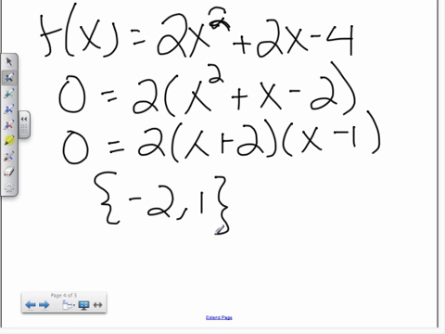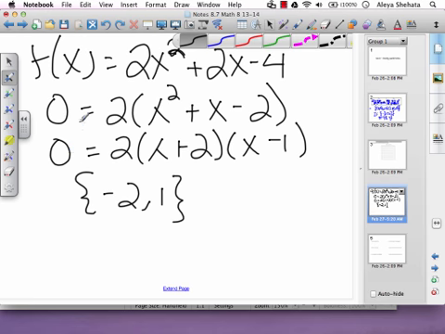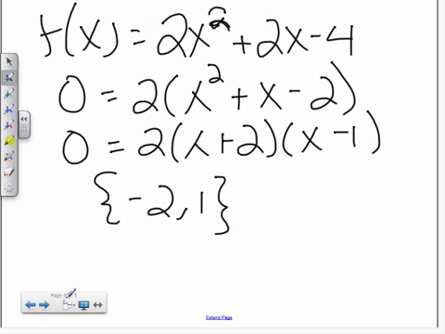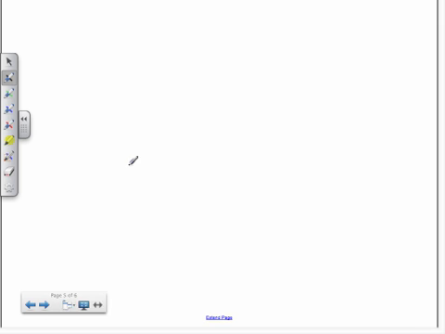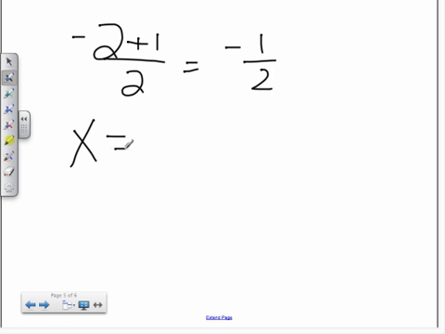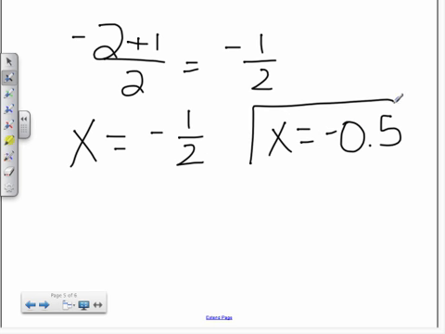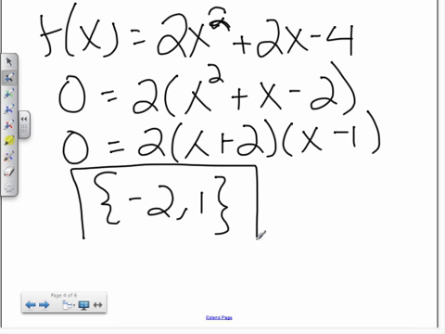Okay, now that I know what my roots are, I just have to average them together to find the equation for my axis of symmetry. So I'm going to go ahead and do that. I'm going to take -2 and +1, add them together and divide by 2. So I end up getting -1/2, which means that my axis of symmetry is x equals -1/2, or x equals -0.5. So now I've figured out 2 of my 4 key pieces of information.